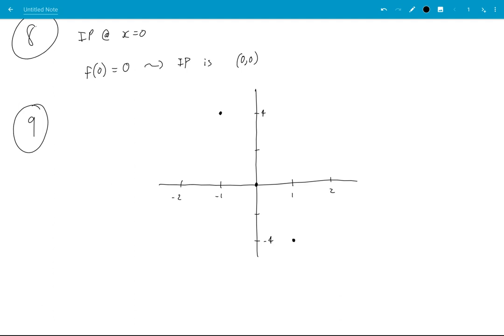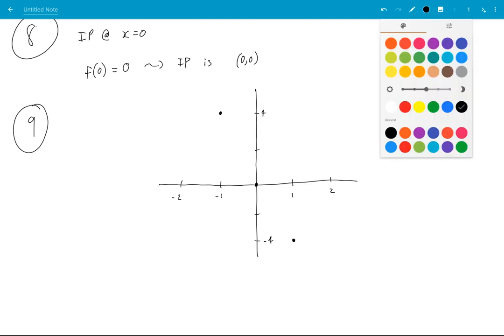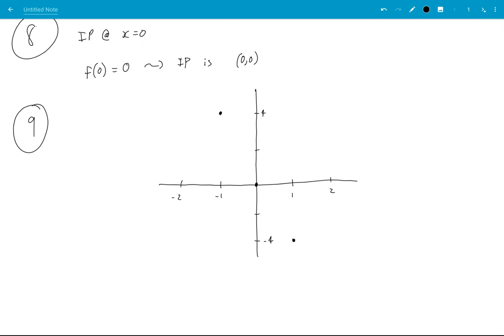Now, what else do we have? Connect the dots? Well, kind of. This guy up here, I know it's a max, so I can draw a little hill there. And this is a min down here, so I can draw a little valley down here. Now I have to go through this point here, that should be 0, 0.